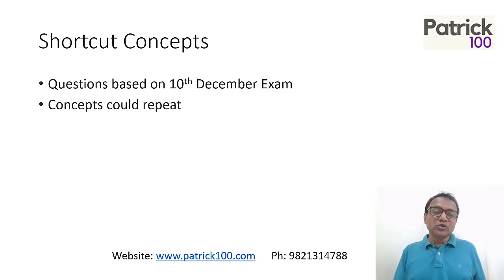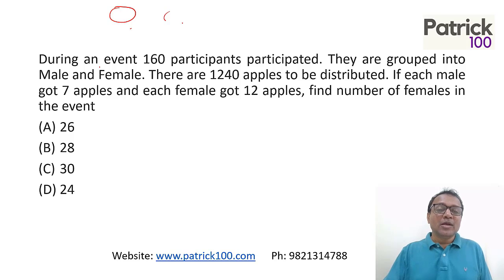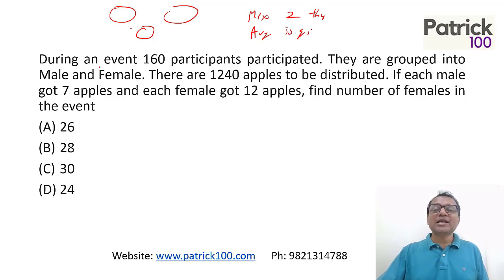The first concept that we'll use is a concept called allegation. This is a sum that came in the exam. So allegation, will take a couple of more examples to understand the concept of allegation. But allegation is normally used when you're mixing two things and the average is given to you. So you're mixing two things and the average is given to you. That's why you use allegation, right? Basically a concept of averages.